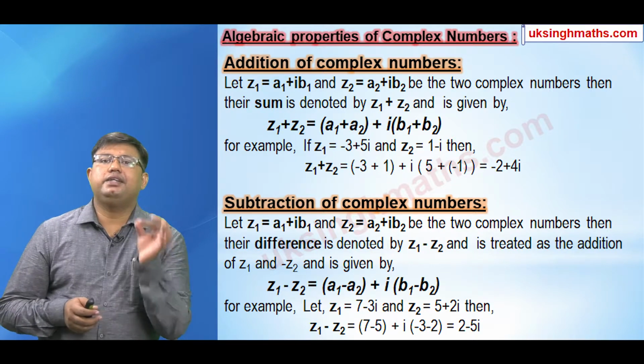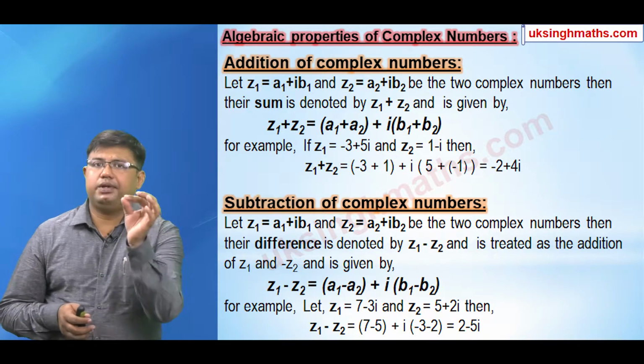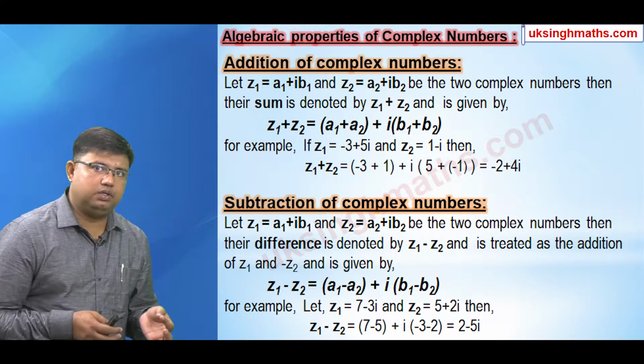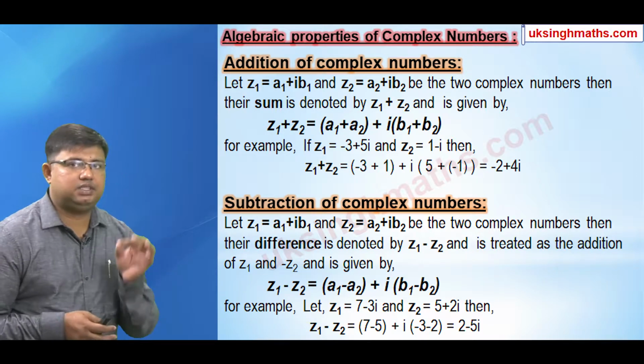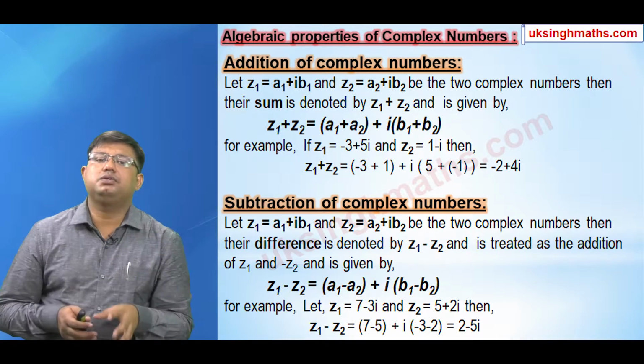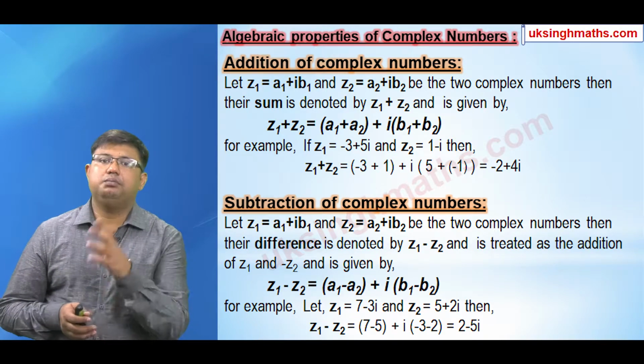First, see the addition of two complex numbers. Suppose z1 equal to a1 plus ib1 and z2 equal to a2 plus ib2 be two complex numbers. Then their sum is given by z1 plus z2 equal to a1 plus a2 plus i times b1 plus b2.